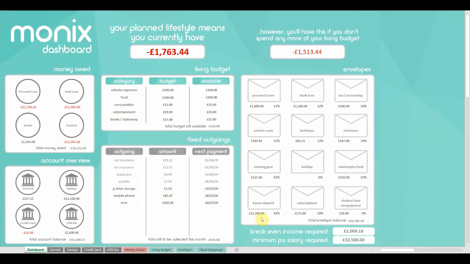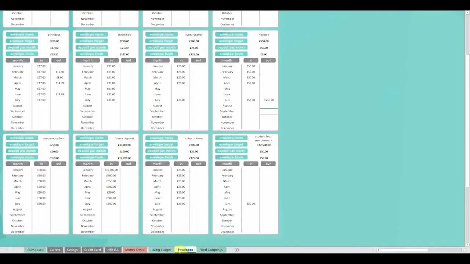Okay, so putting aside £12,200 away for a house deposit is an amazing thing, but maybe we can't put that much away. So I would look to take out of the house deposit and just be a bit more realistic at this moment in time in this month. We would like to try and get our balance as close to 0 as possible. So I'll go into envelopes, house deposit, and let's take out £1,750. So that leaves us £10,450 in our house deposit envelope.